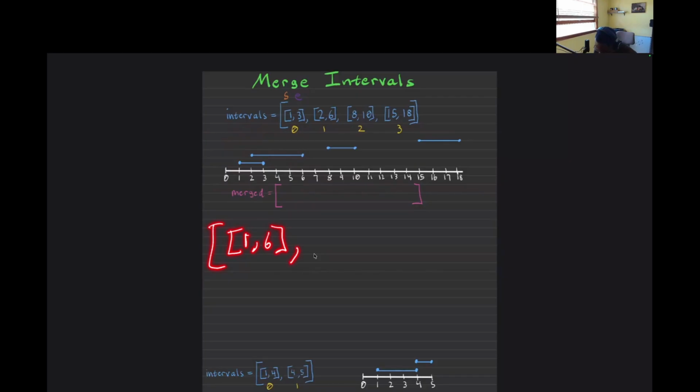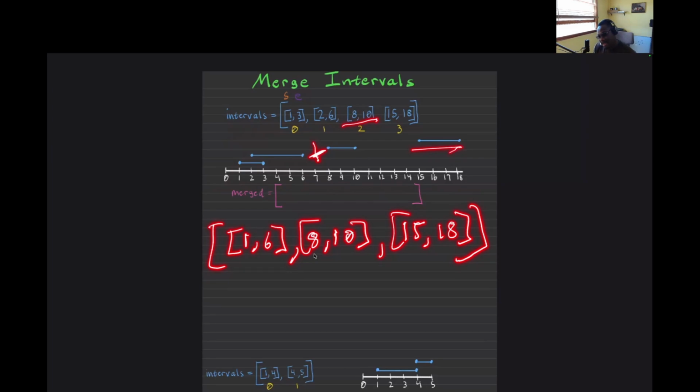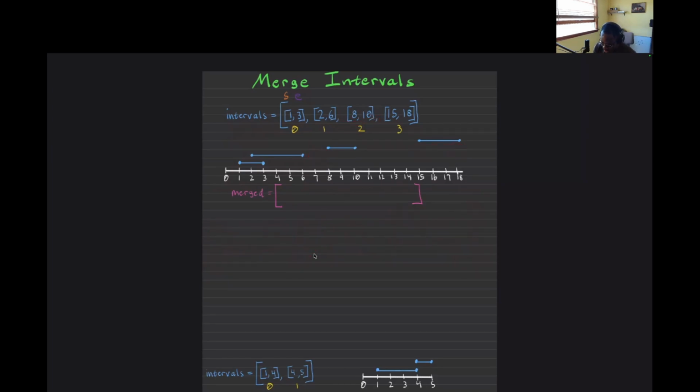We continue on. These are by themselves; look how they don't overlap here. So we'll have an 8 and a 10, and then finally we'll have a 15 and an 18, because that's by itself, no overlap. And that's basically our solution.